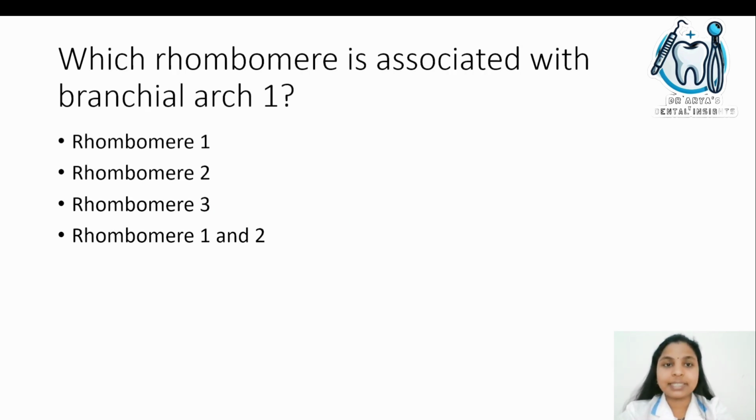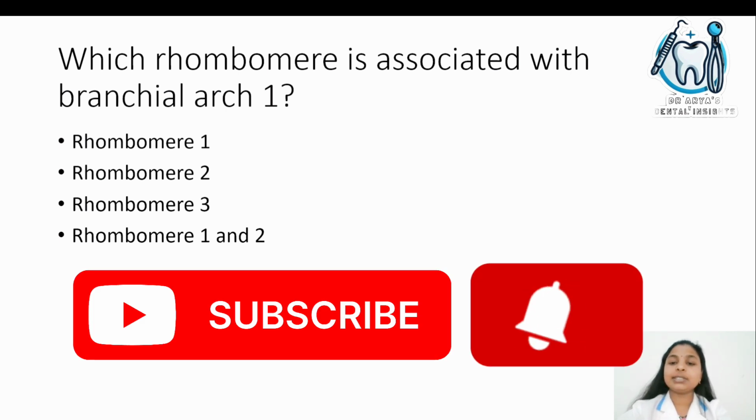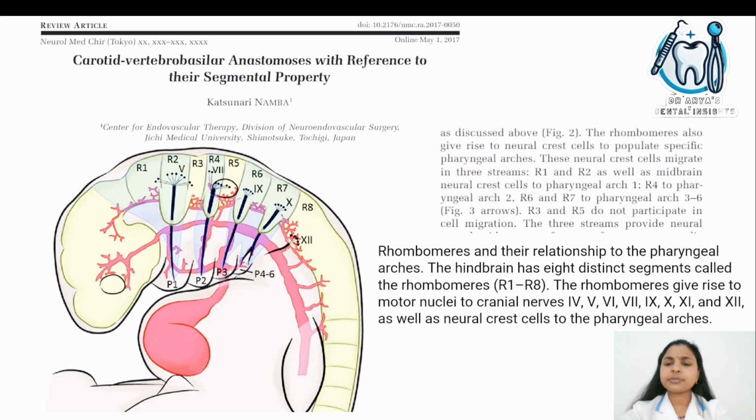So first question is, which rhombomere is associated with branchial arch 1? Any idea? So the options are rhombomere 1, rhombomere 2, rhombomere 3 and rhombomere 1 and 2. So let's move to the discussion part. According to this article, the rhombomeres and their relationship to the pharyngeal arches are mentioned here.